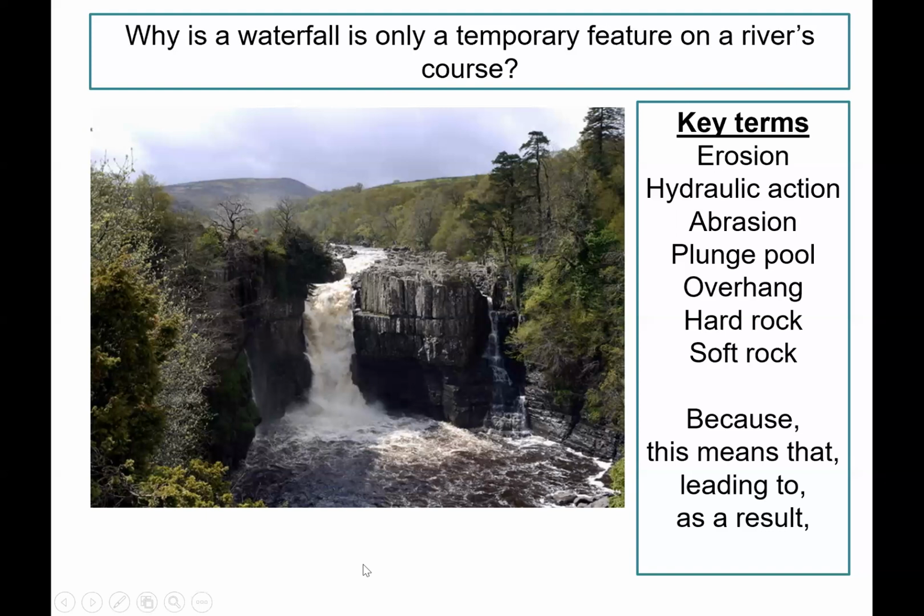But this question is specifically asking, why is it only a temporary feature? What happens to the waterfall? Hint, where does it go? What does it leave behind? So have a go at answering that. Once you're ready, press play and I'll read you through an example answer.